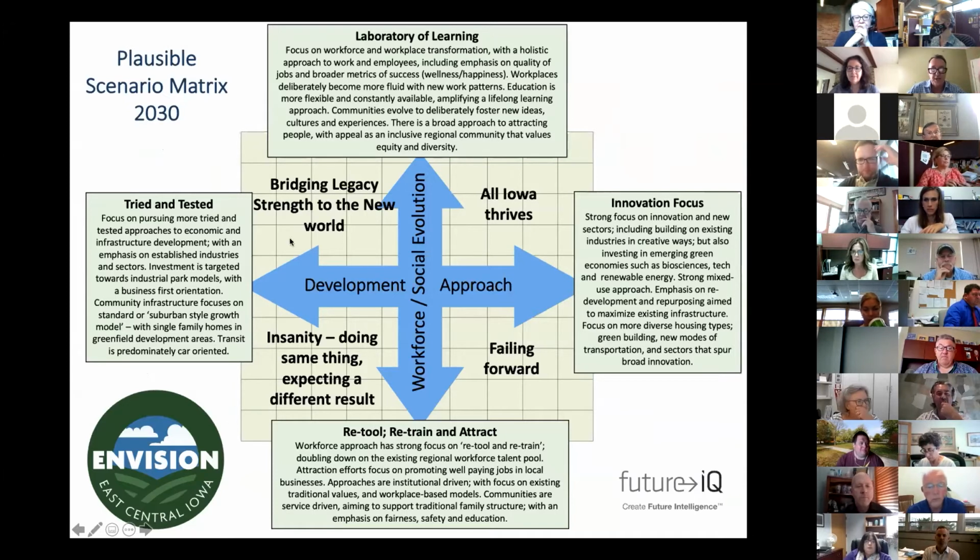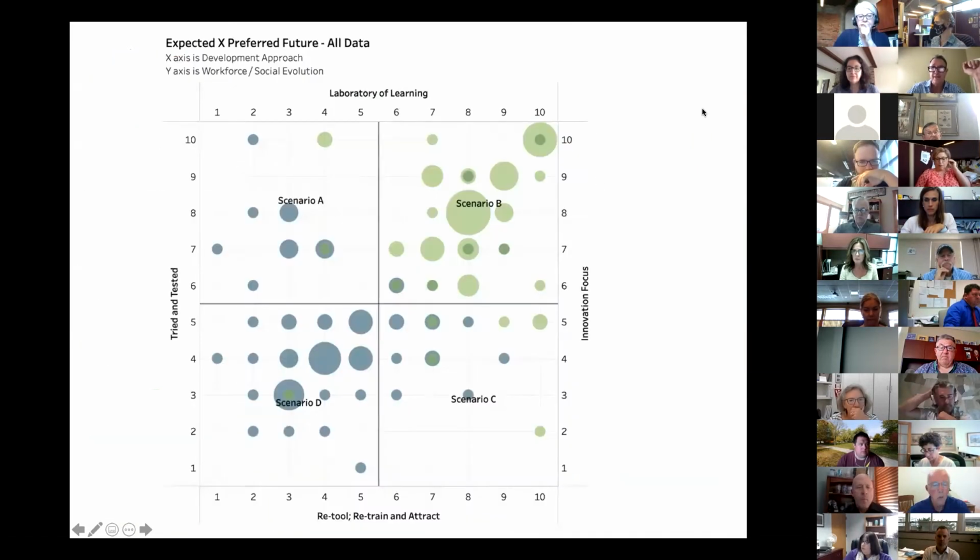So we started with this, right? We have these 4 big scenarios, and we talked about the notion of expected and preferred. And then this is how it plotted out. So this is your results. I think I got everybody in. I just had to stop it right there at the end.